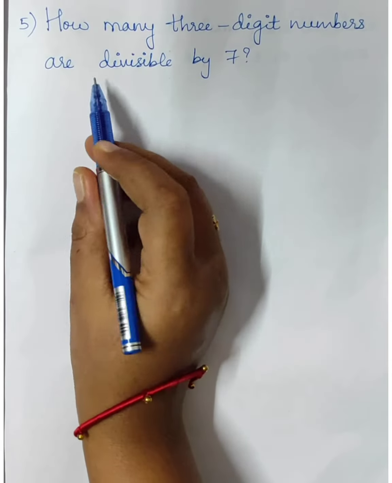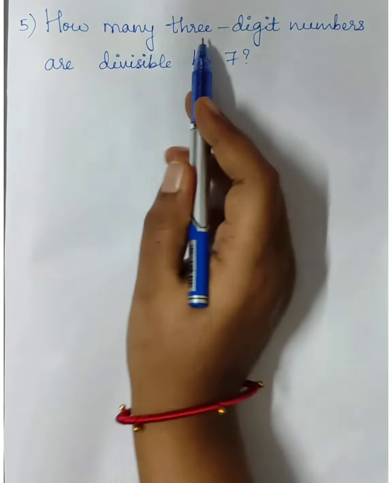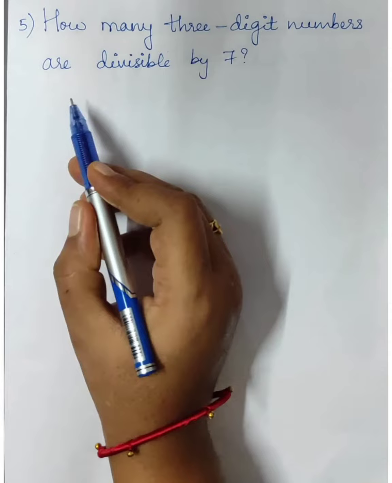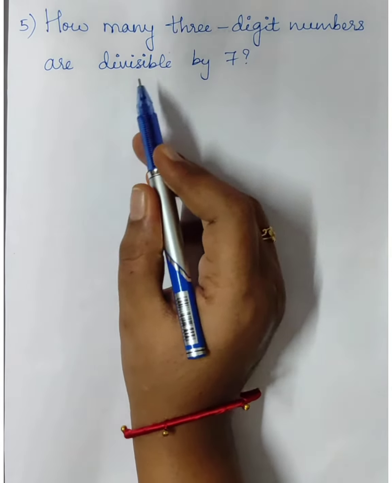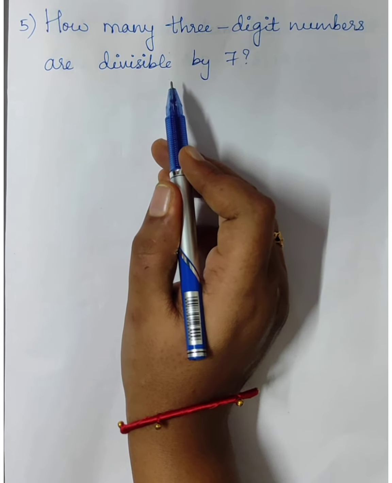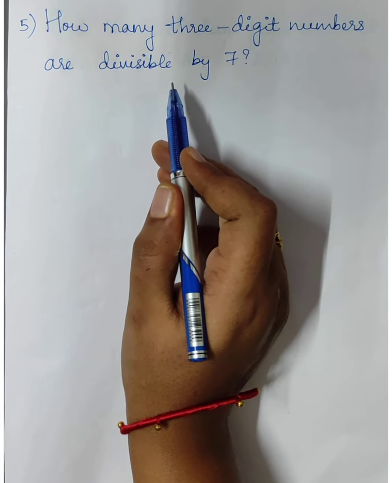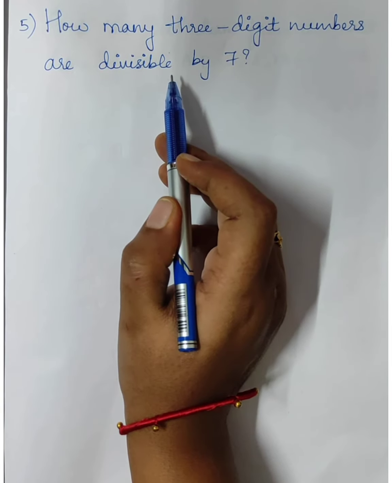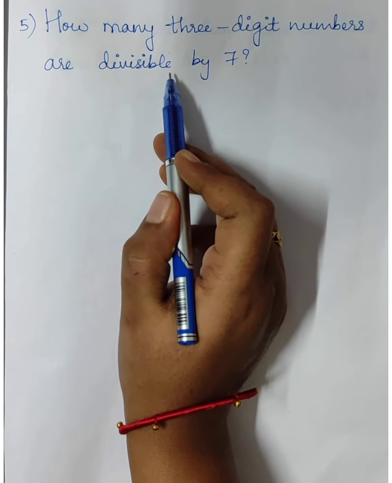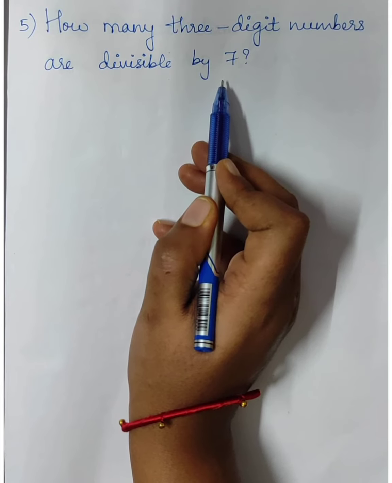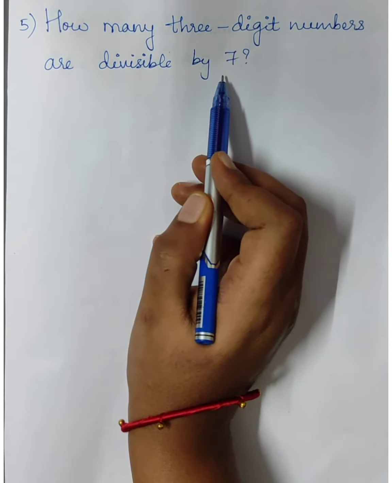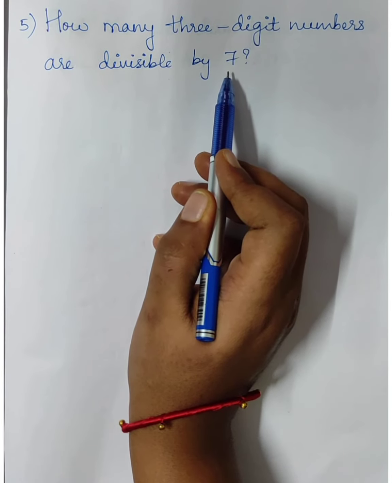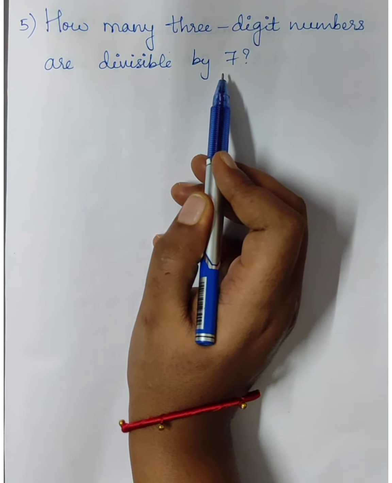Now question number 5 is, how many 3-digit numbers are divisible by 7? Okay. Now such type of question I have already solved in the examples before starting the exercise. Now this is also a similar kind of question, but here it is given 3-digit numbers which are divisible by 7. Now 3-digit number in the sense it starts with 105.